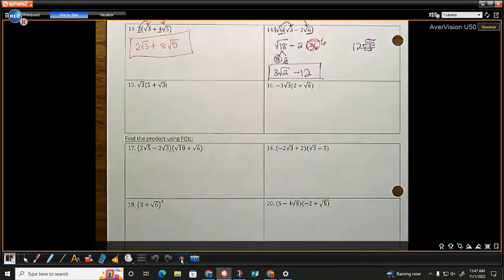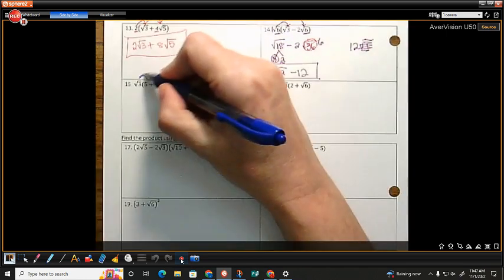Try number 15. I'll give you 30 seconds. It's a distributive property problem. You've got to distribute.